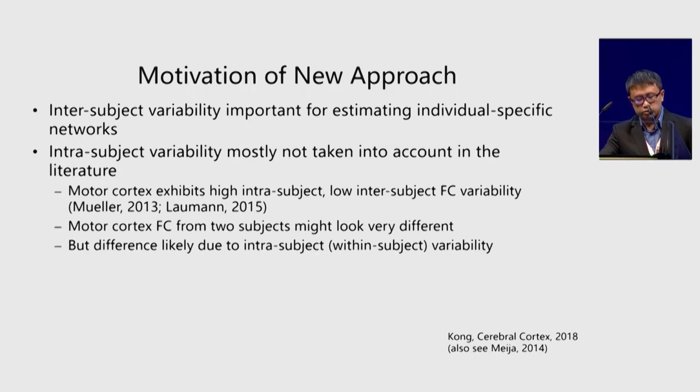The reason why this is important is that the spatial pattern of inter- and intra-subject variability can be quite different across brain regions. For example, studies have shown that the motor cortex exhibits high intra-subject variability, but low inter-subject variability. So if you have 2 subjects that have very different motor connectivity patterns, this difference might be due to intra-subject variability rather than inter-subject variability. If the model does not explicitly take this into account, then the model might become confused.